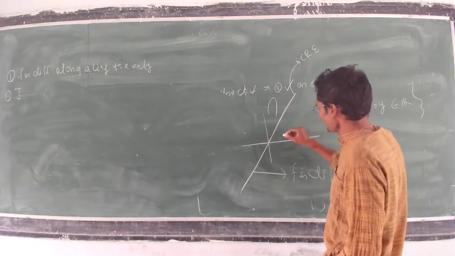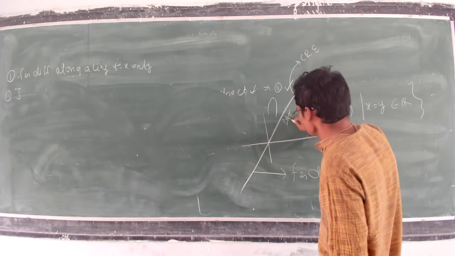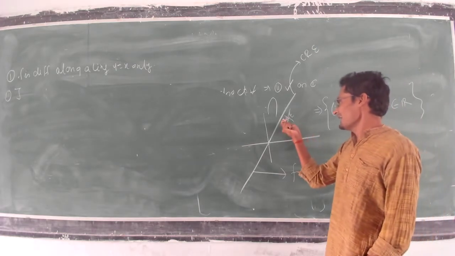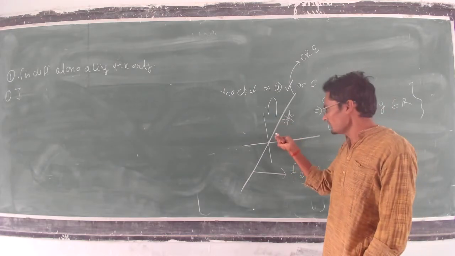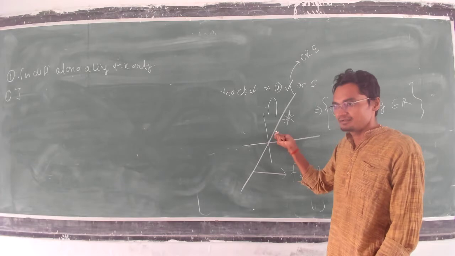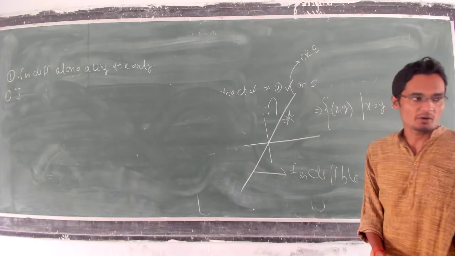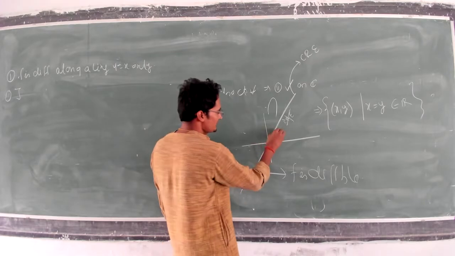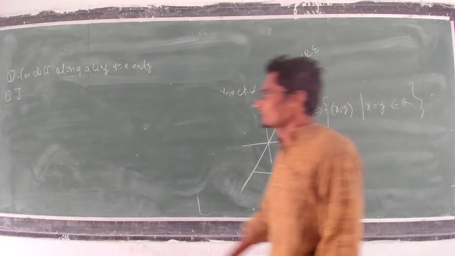What I mean is that if I take any point nearby here, even the CRE will not be satisfied, because CRE is satisfied along the line only. If you are taking a point away from this line, then y and x cannot be the same. Y and x must be the same on this line only. So if I take any point on this line, suppose this is z naught, any arbitrary point, right?